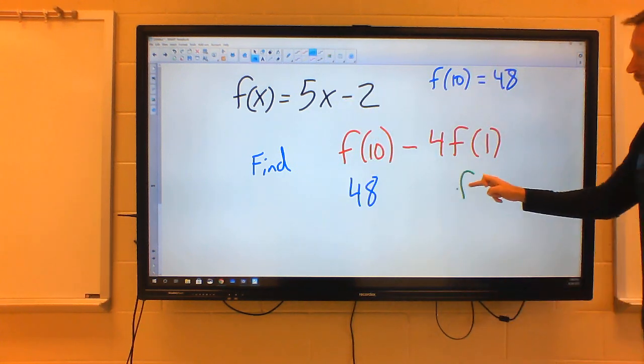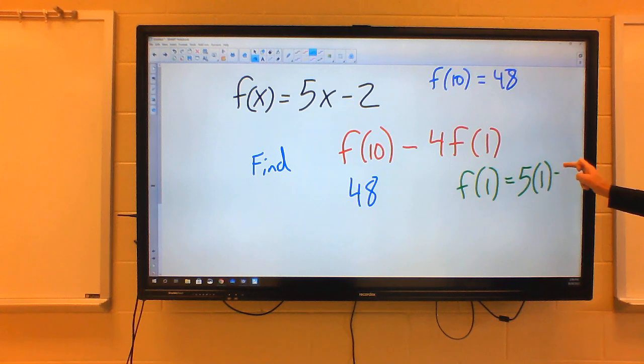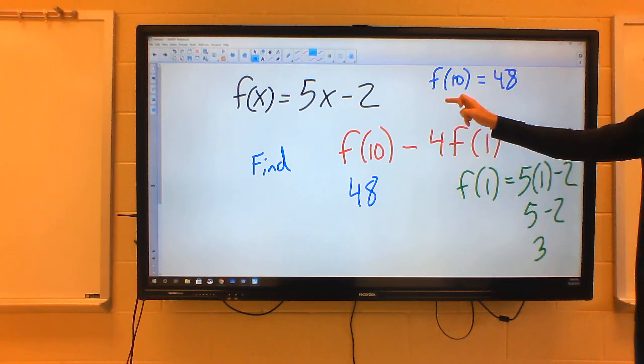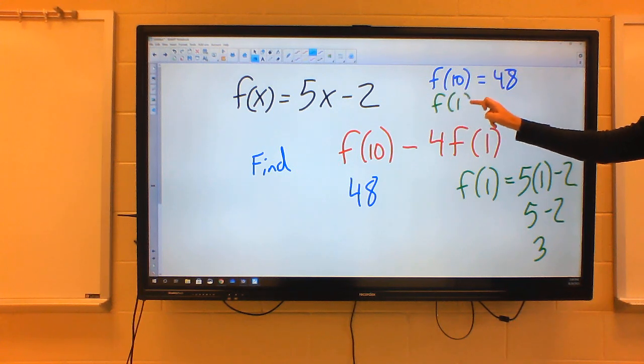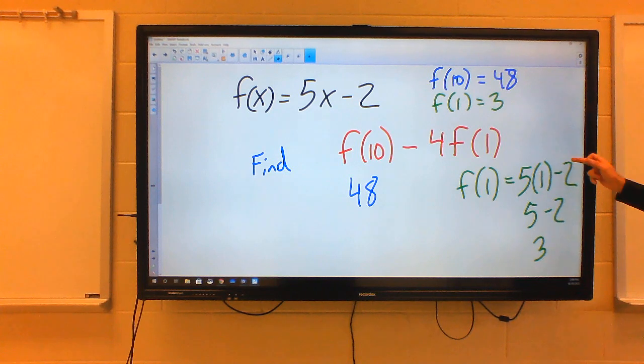Let's find what f of 1 is. Notice I'm just finding what f of 1 is. F of 1 is 5 times 1 minus 2. 5 minus 2, which is 3. So I'll write that up there. It's just a side note. F of 1 is 3. Okay.